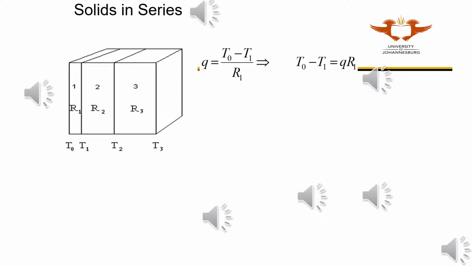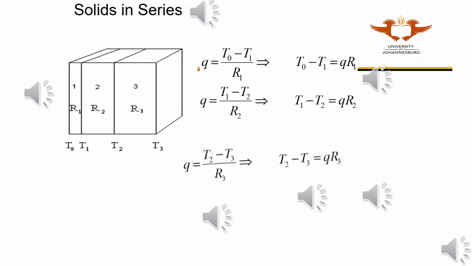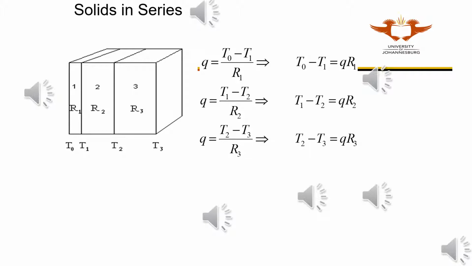For each thermal resistance, Q can be related to the driving force, using the thermal resistance as shown. The driving force for heat exchange can be made the subject of the formula for each solid. If you add the left-hand sides of the equations, you get T0 minus T3, which is the total temperature drop. If you add the right-hand sides of the equations, and take out Q as the constant common factor, you get Q times the total thermal resistance.